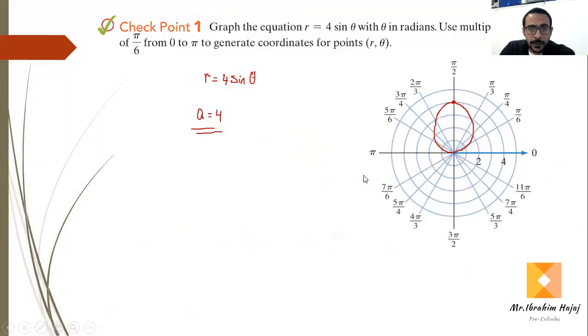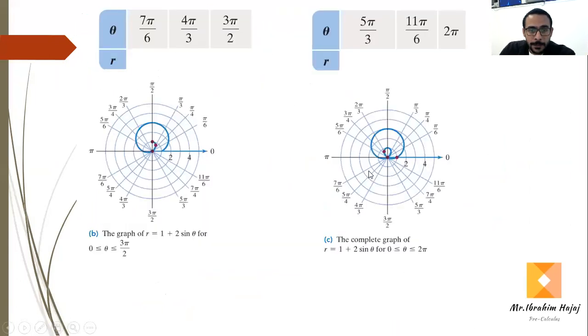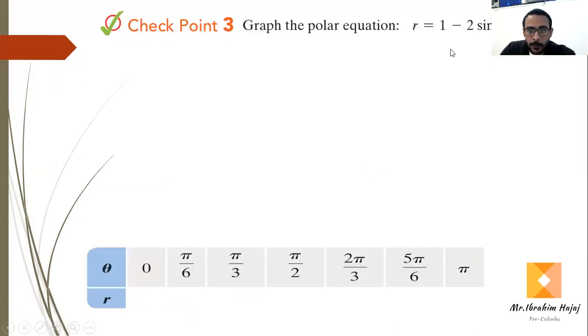We'll move quickly, guys, to checkpoint number 3. Checkpoint number 3. See here, graph the polar equation r equals 1 minus 2 sine theta. Okay, so start. What's the first thing? What kind of equation do you have? The graph should be what?